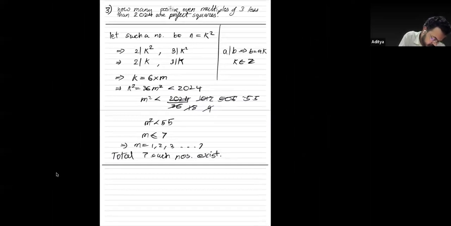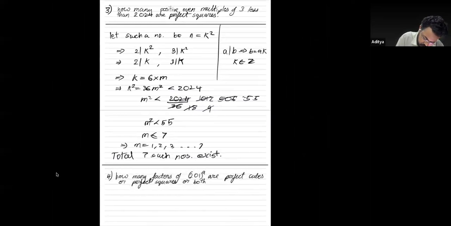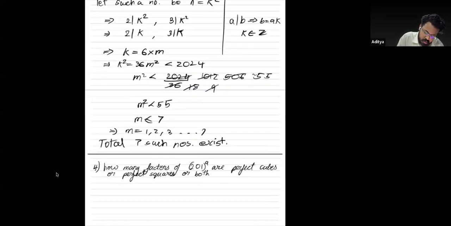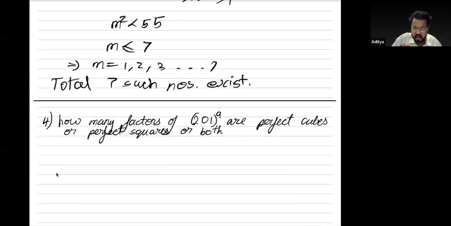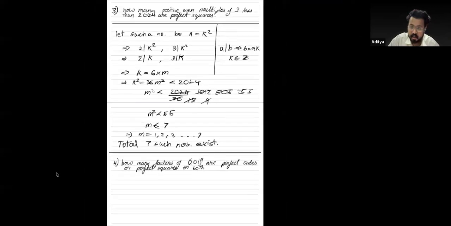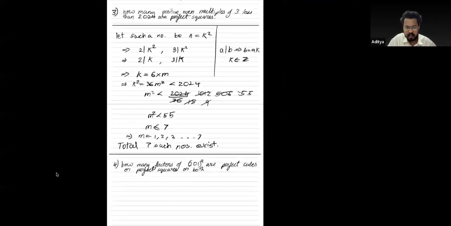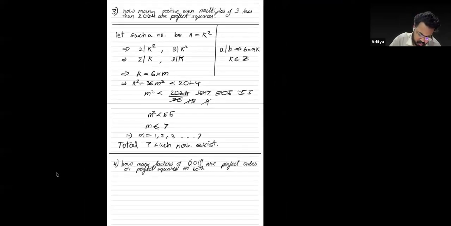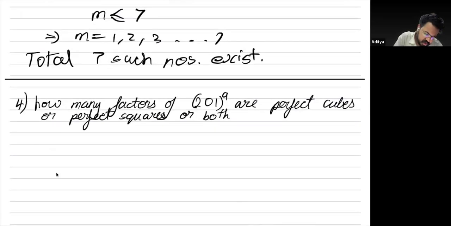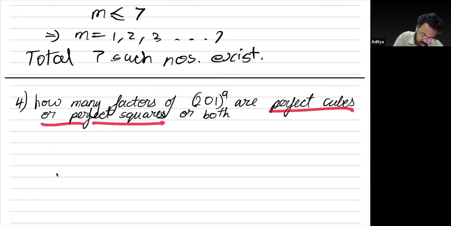Okay, try question 4. You can always take a screenshot in case you're not able to write it down fast enough, although I would suggest writing it down. Okay, how many factors of 2001 to the power 9 are perfect cubes or perfect squares or both?